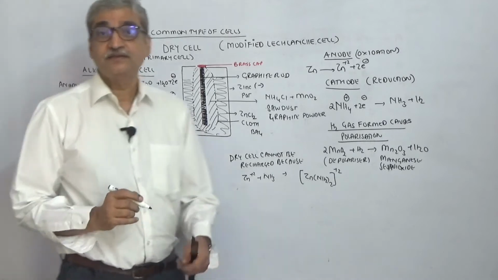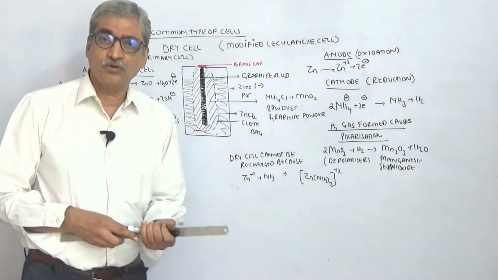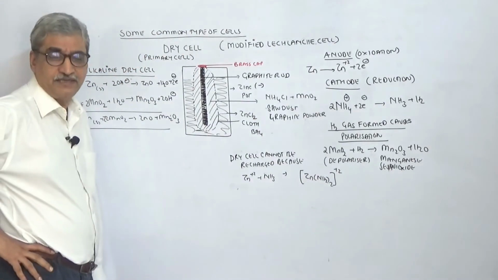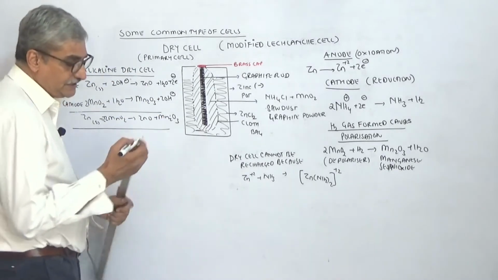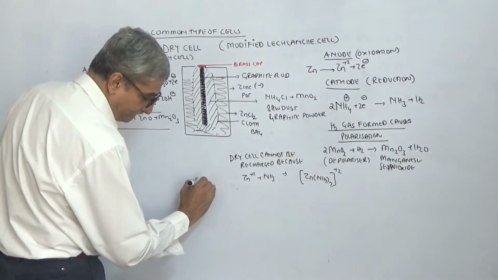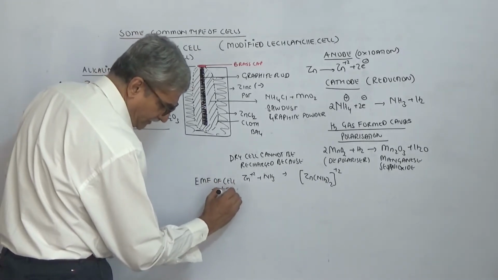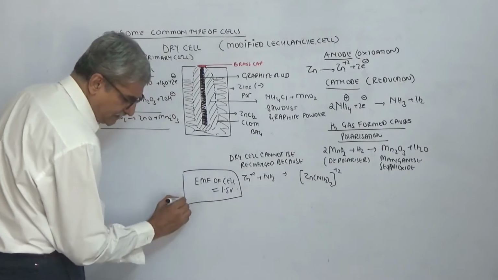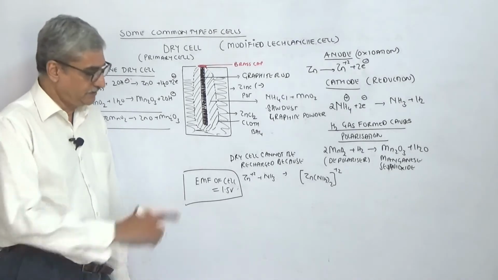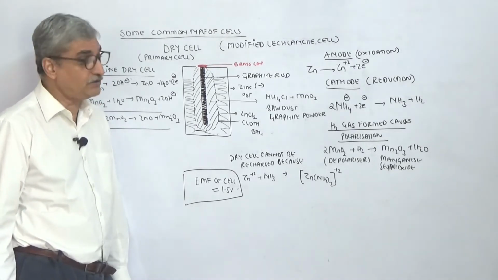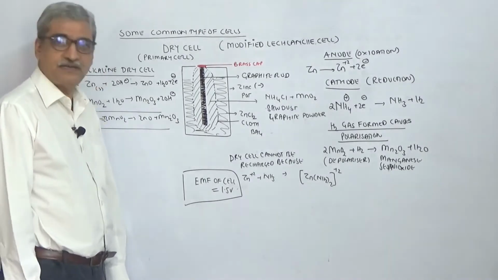So in this reaction, we avoid ammonium chloride. So when we avoid ammonium chloride, the corrosion of the zinc pot is prevented, and of course the longevity is there. In both the cases, the EMF of the cell is 1.5 volt. So remember, whenever you are discussing any cell, you have to conclude that short note by writing the EMF of the cell. There is always a mark allotted for this. Okay, so this was about dry cell.